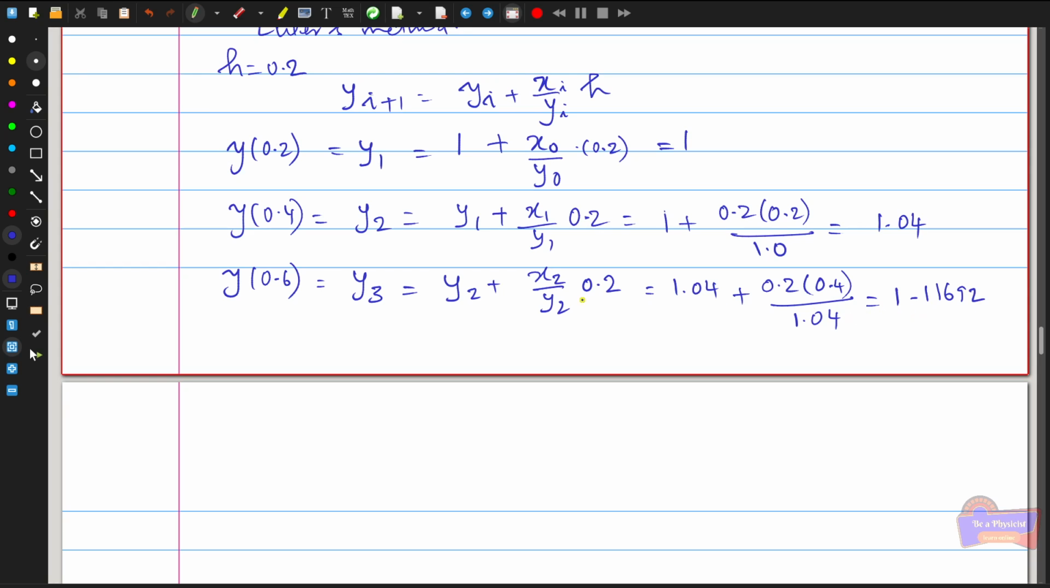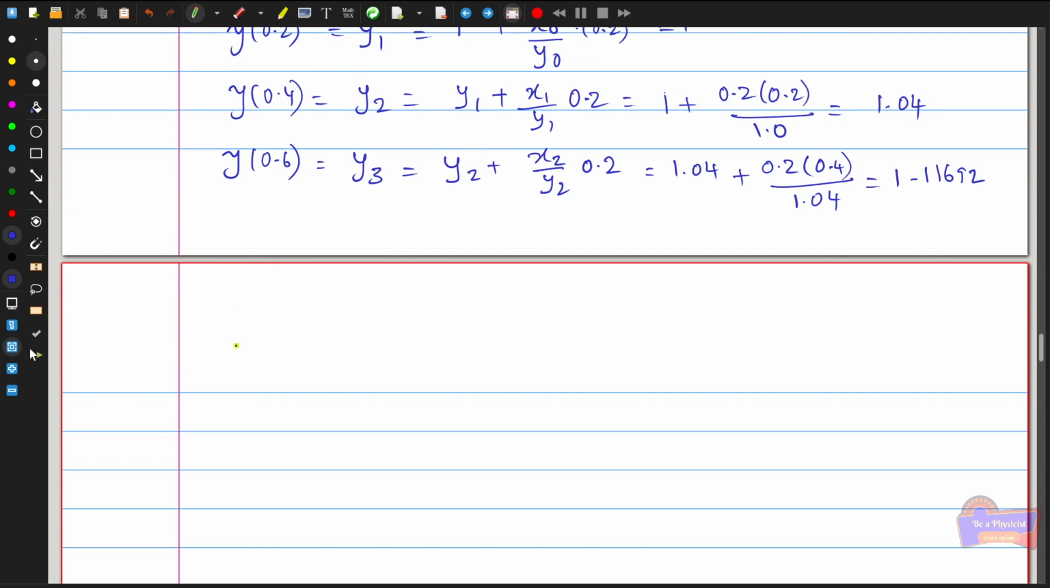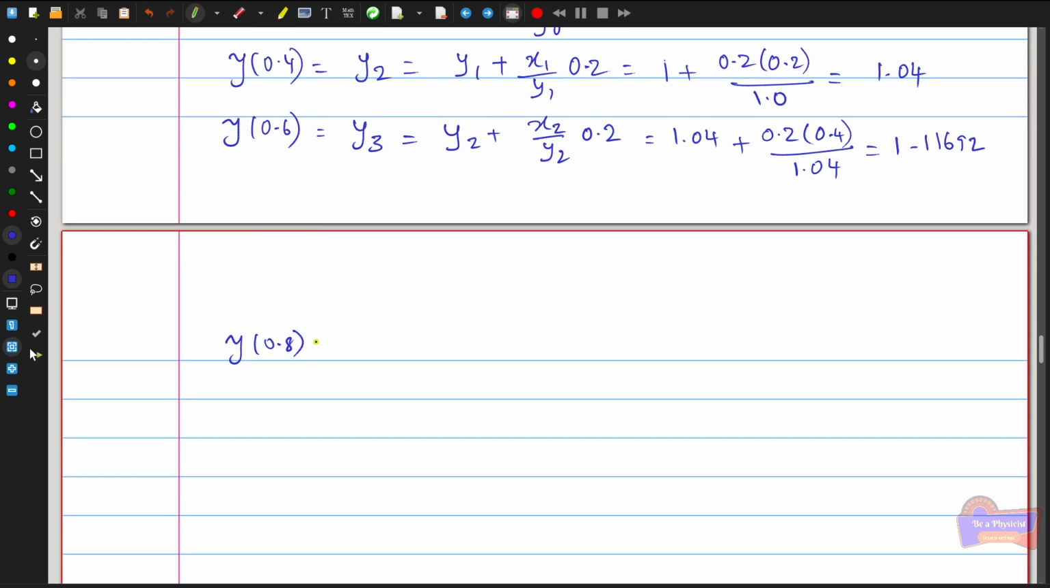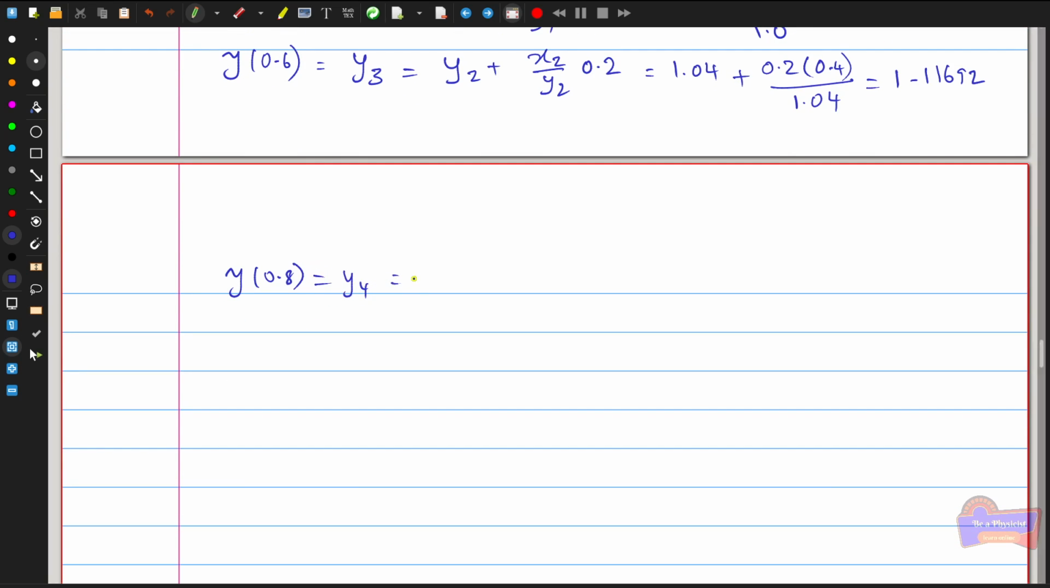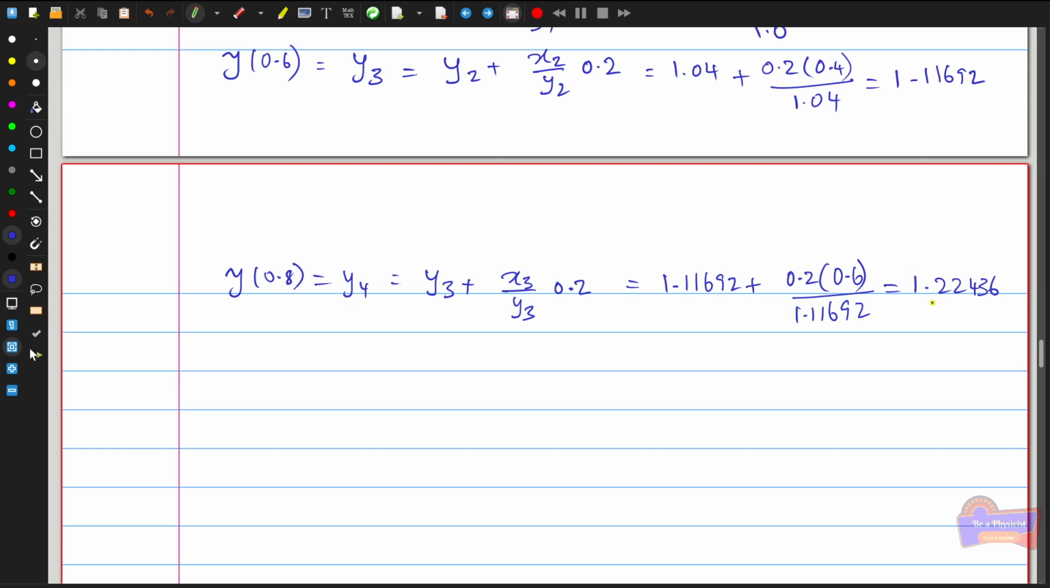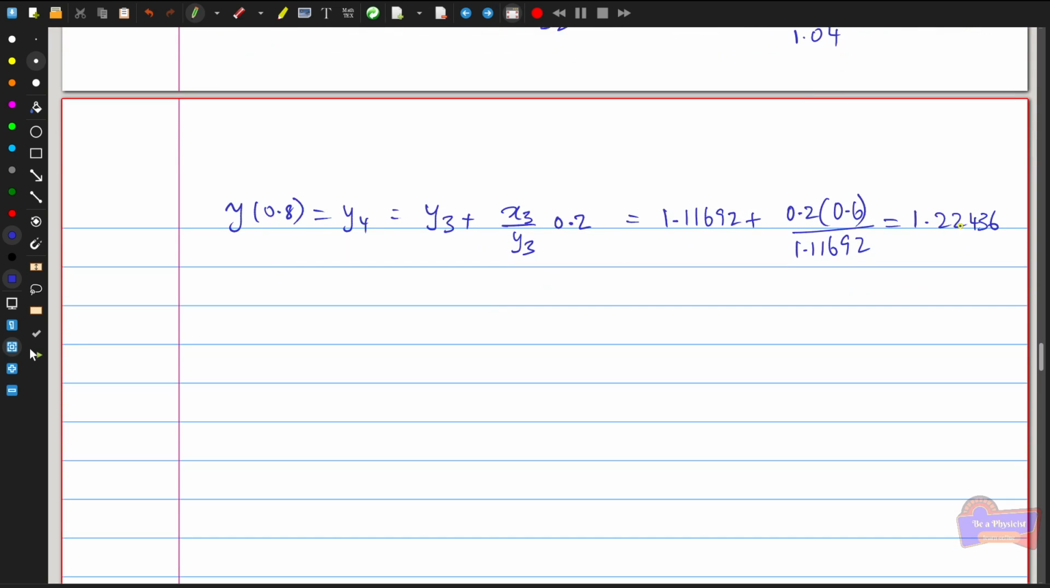So this is the value at y equal to 0.6, and so y of 0.8 I can calculate, which can be taken as y4, which is equal to y3 plus x3 divided by y3 into 0.2. So I can just find out, the y3 value is 1.11692 plus 0.2 into 0.6 divided by 1.11692. I can find out the final answer is 1.22436. So this is the value at y equal to 0.8. So at 0.8 we got the value as 1.22436.